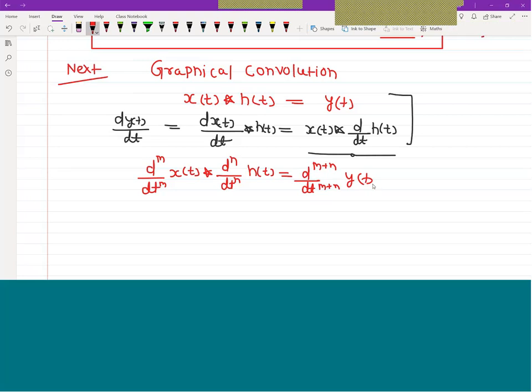So we will start this in the next class. I think this is done for the day. Tomorrow we will start graphical convolution.